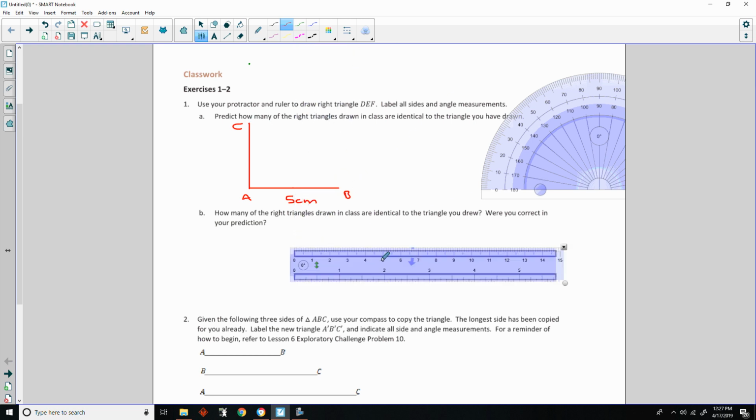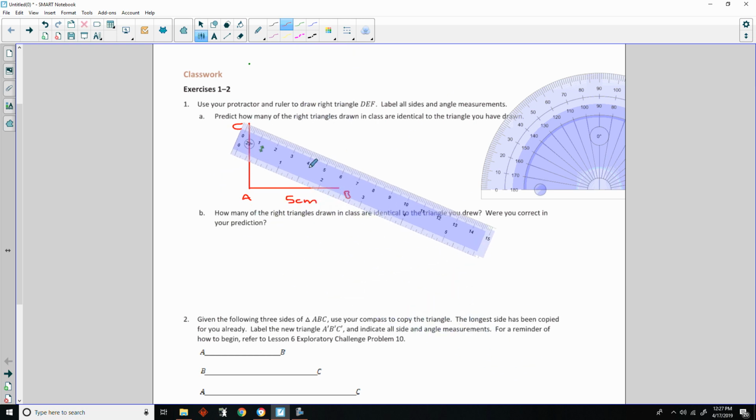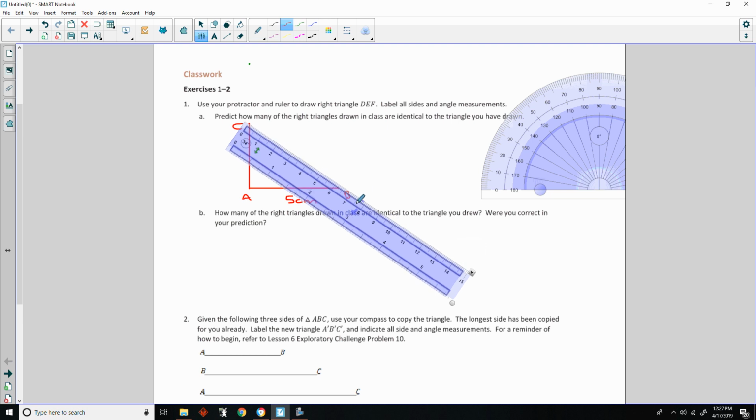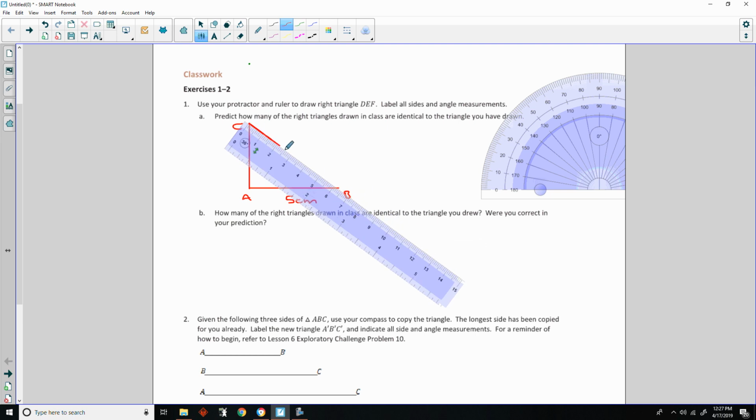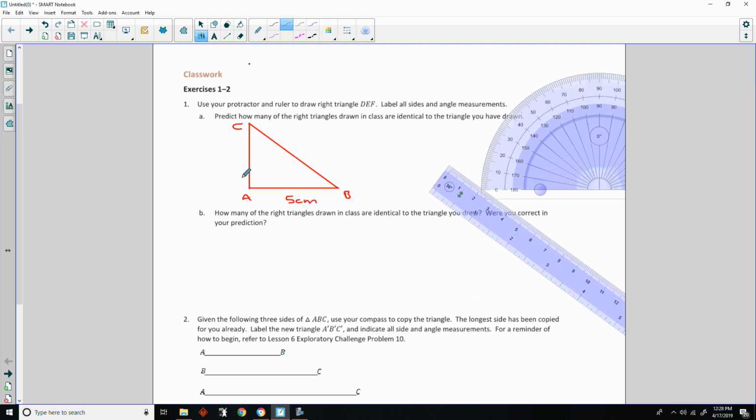Now all I have to do is connect C to B. So I put my ruler on C and rotate it so that it goes to B. And this is the right angle. So there is drawing a right triangle. It did not say to give angle B a certain measurement or angle C. It just said to draw a right triangle. So one angle has to be 90 degrees. The other two have to be acute.